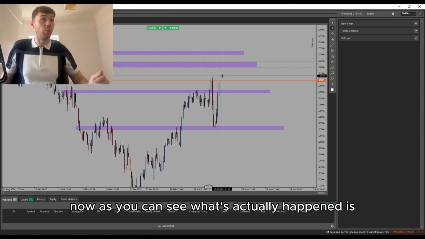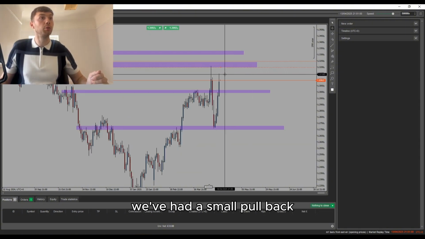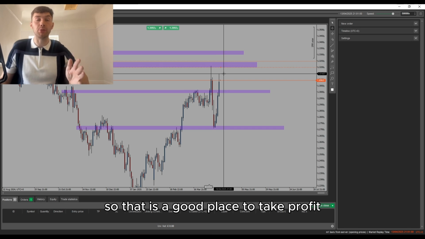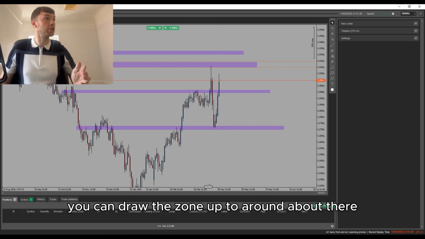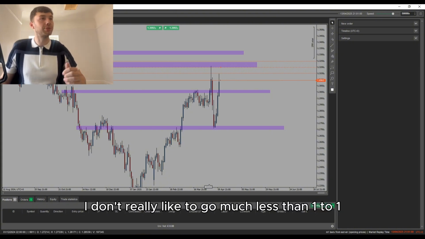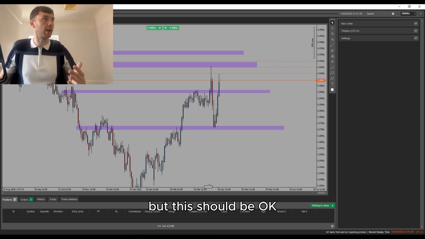Now, as you can see, what's actually happened is we've had a small pullback just before getting to the level. So that now means that this is the first area of struggle, which is a good place to take profit. So what you can do is draw the zone up to around about there. It's around about a 1-to-1 risk reward, which is okay. You know, I don't really like to go much less than 1-to-1, but this should be okay.